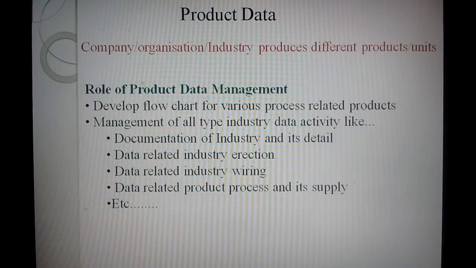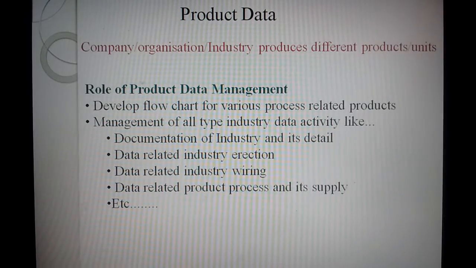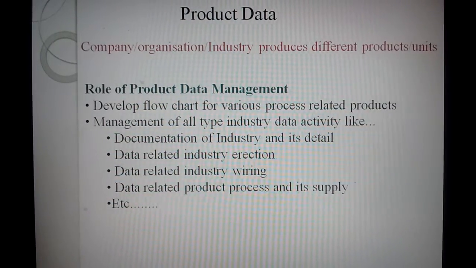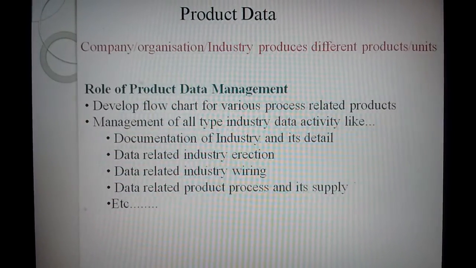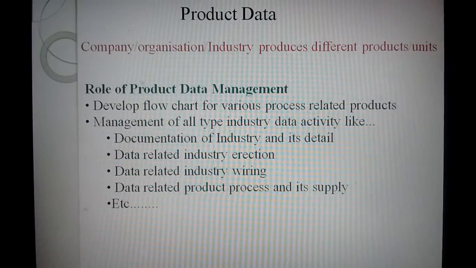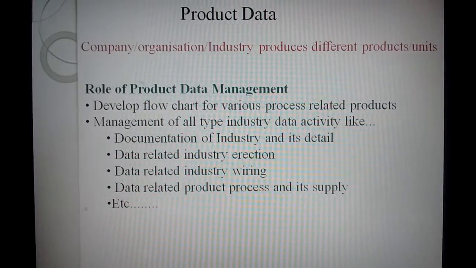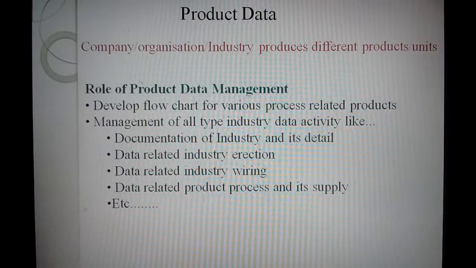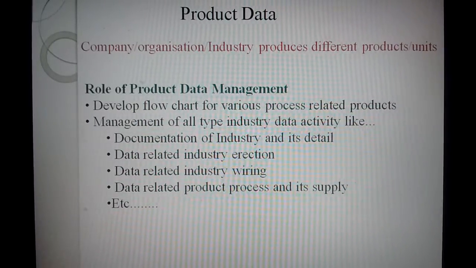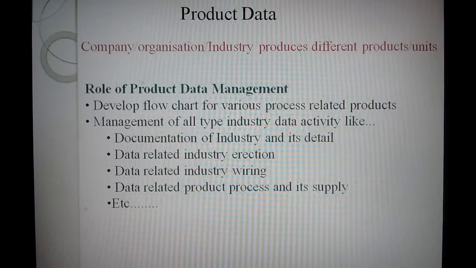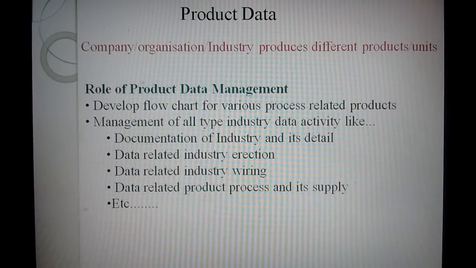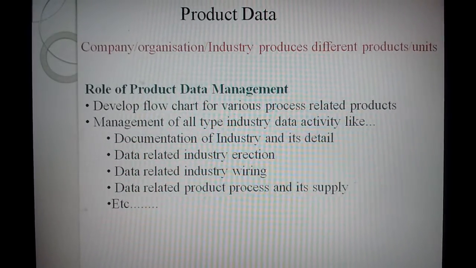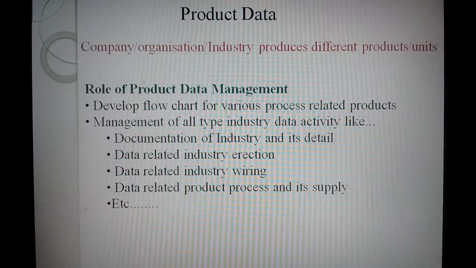Then there is the management of all types of industry data activities, like documentation of the industry and its details. Proper documentation is required, from the elections of that industry to the government sanction letters, municipality sanction letters, etc. It is a part of the product data. Then the data related to the industry wiring. If some fault is present in the wiring, and proper data about the wiring system is not available, then again it is difficult to find the problems in that system.